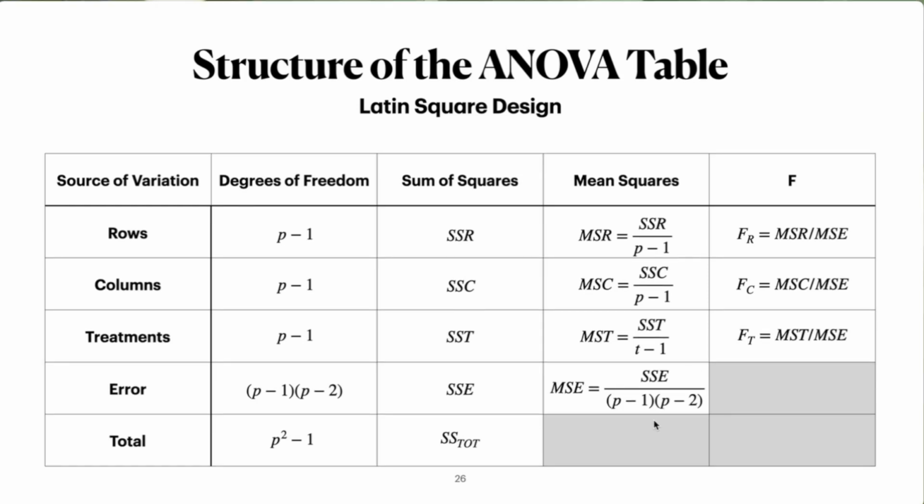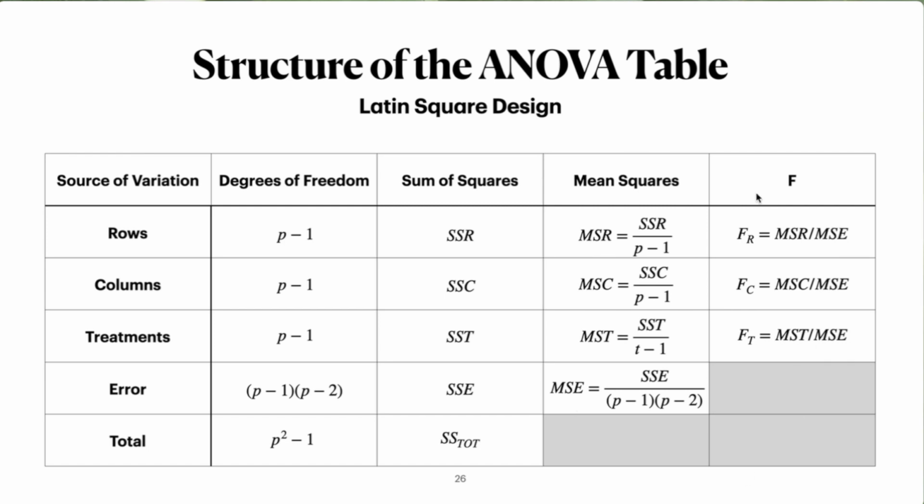That's fixed. All right, and then in order to get the F statistics, we divide the mean square for that particular row by the mean squared error. To get the F statistic for rows, we divide MSR by MSE. To get the F statistic for columns, we divide MSC by MSE. And then to get the F statistic for treatments, we divide MST by the mean squared error.